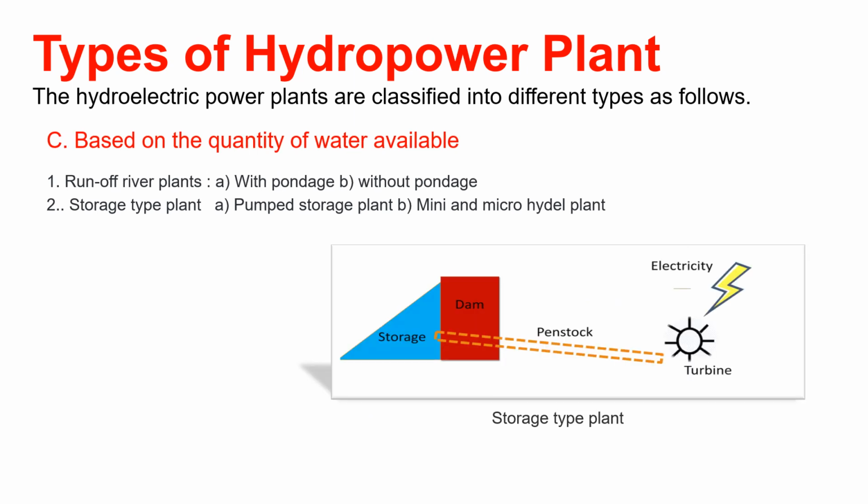In a storage type power plant, a storage is developed by constructing a dam and the stored water is used for the generation of electricity. A pump storage power plant is a modification of the storage type of power plant. In a pump storage power plant, a pumping facility is additionally provided. A mini and micro hydropower plant has less capacity, below 5 megawatts. Mini and micro hydropower plants are particularly constructed to meet the power crisis.